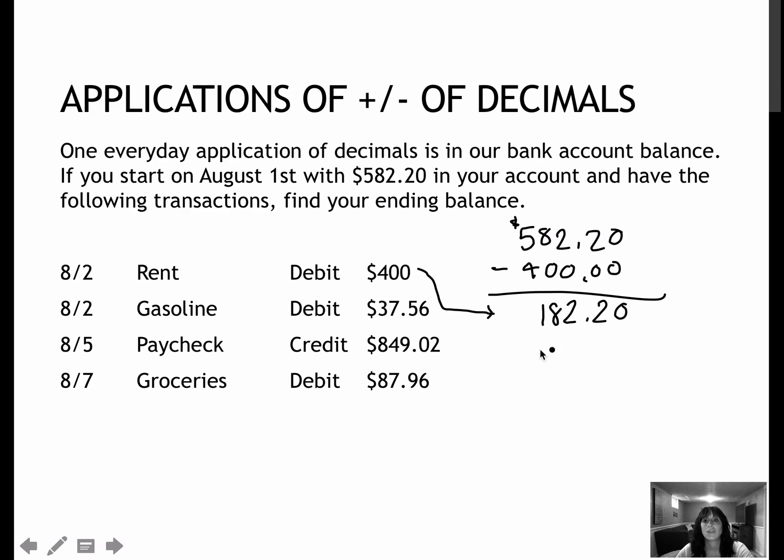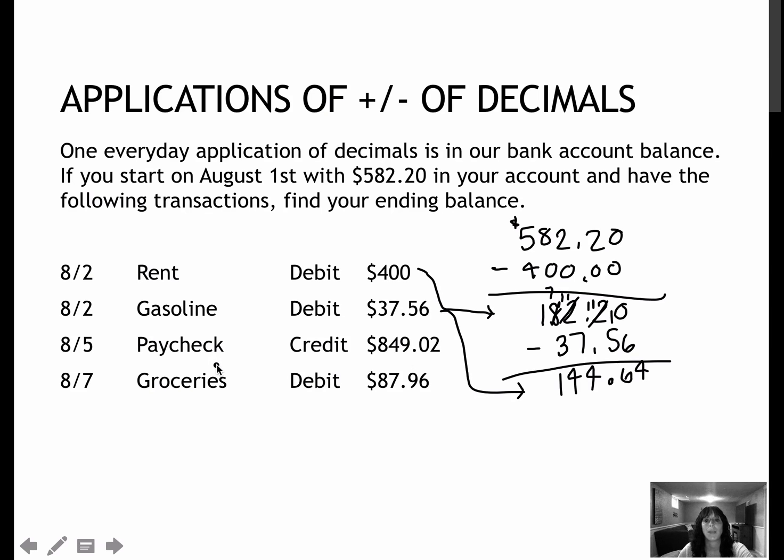I also have to buy gas, so I'm going to subtract $37.56 to see what I have left after that. I can't take 6 away from 0, so I have to borrow. 10 minus 6 is 4. 1 minus 5 doesn't work, so I have to borrow again. 11 minus 5 is 6. 1 minus 7 doesn't work, so I have to borrow yet again to get 11 minus 7. So 11 minus 7 is 4. 7 minus 3 is 4, and 1 minus nothing is 1. And that's what I have left after I buy gas.